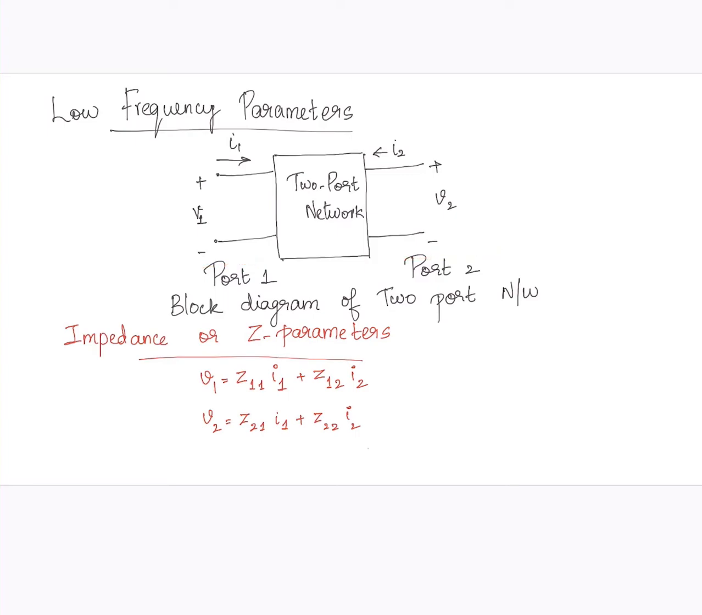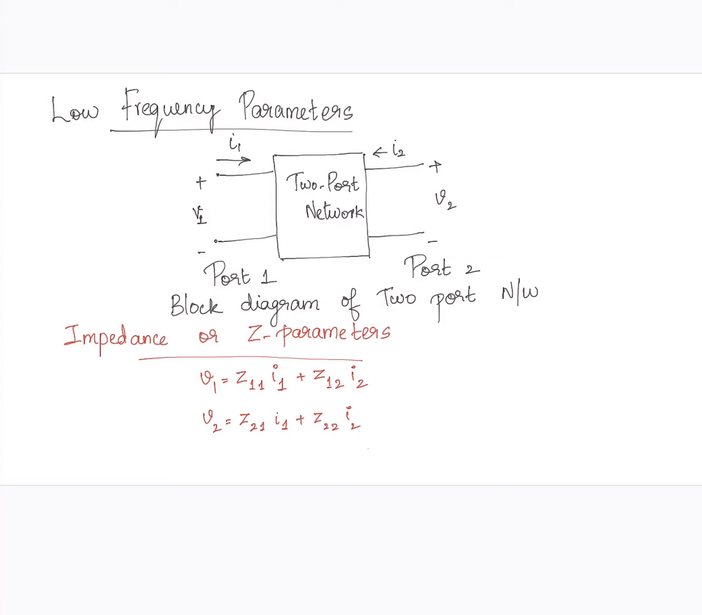We can represent the voltage across the input port as V1 and the output port as V2, and the currents as I1 and I2. The low frequency parameters which are used to represent the two-port network are impedance or Z parameters, then H parameters, Y parameters and ABCD parameters. There is a basic way of representing these parameters.